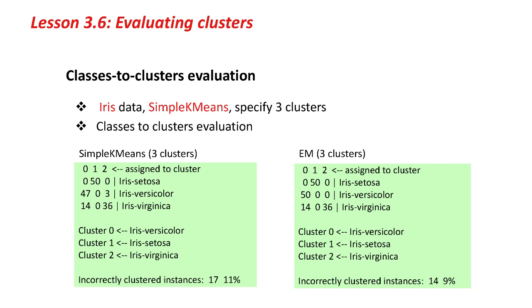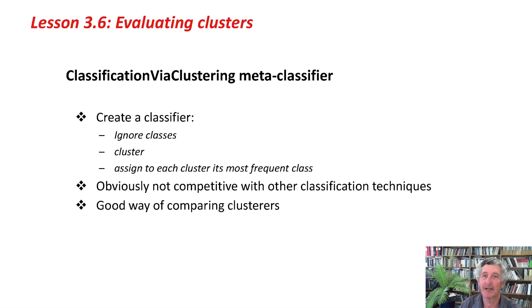And then EM does quite a lot better here. We only get 14 incorrectly clustered instances, or 9% of the data set. So that's a classes to clusters evaluation. Now there's a meta-classifier called classification via clustering. It works by ignoring the classes, clustering the data, assigning to each cluster its most frequent class, and that's a classifier. That's very similar to what we just did, but we can evaluate it like we evaluate classifiers.